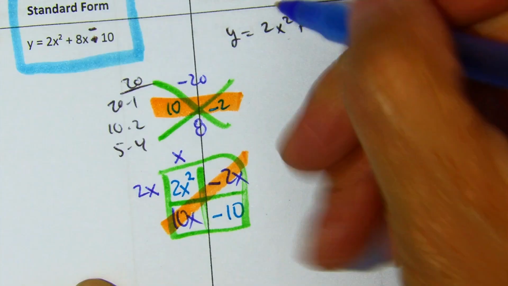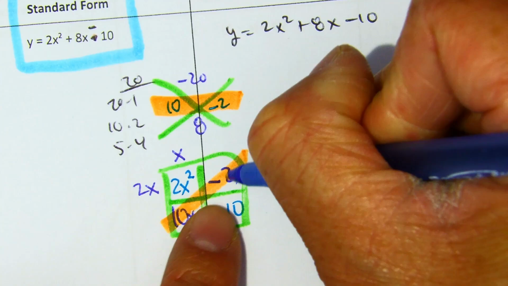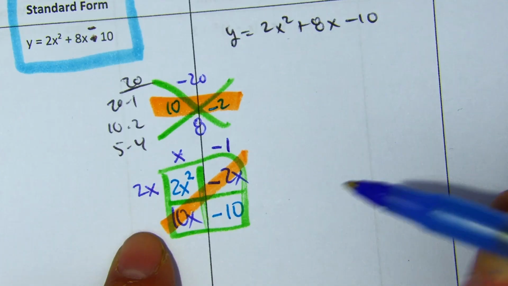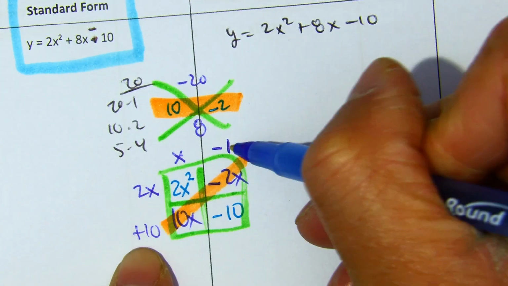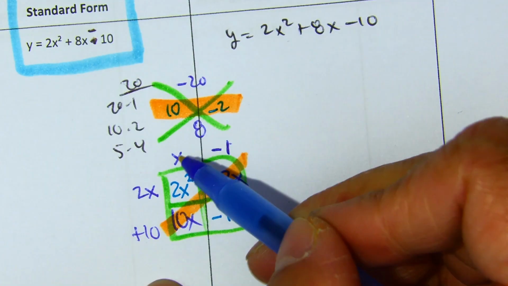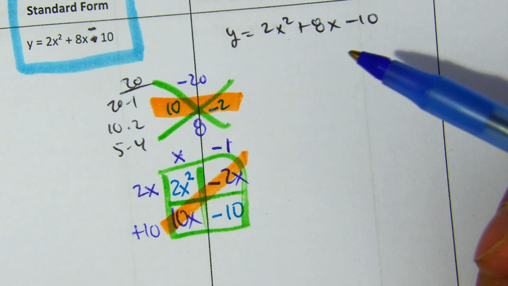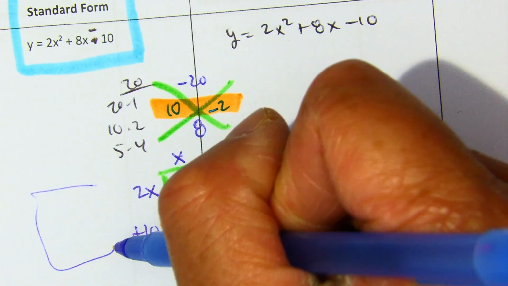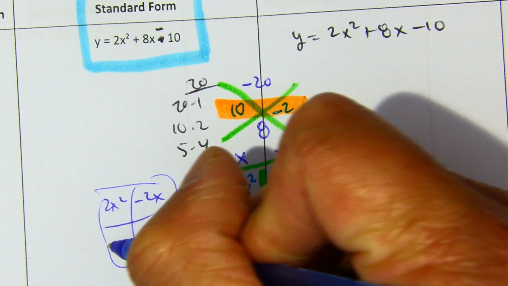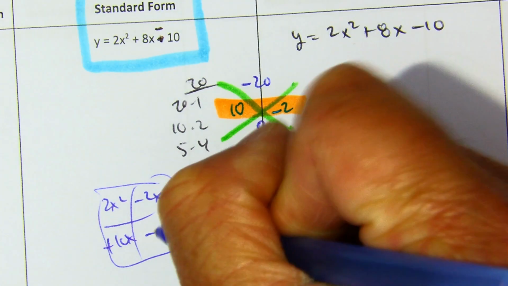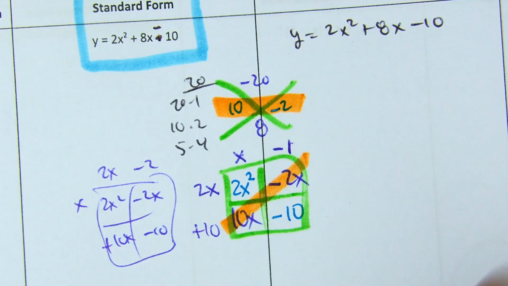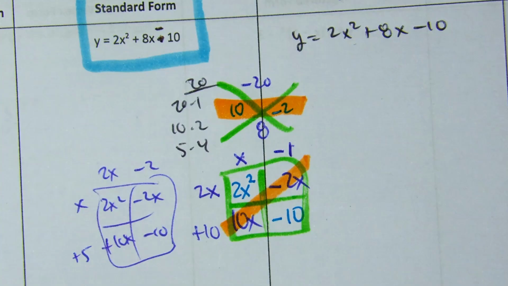Class, this would have to be what? Negative 1, x times 10, and then 10 times negative 1 is negative 10. Okay, what if we had done it the other way around? Would it work? Let's see. 2x squared minus 2x, 10x, negative 10. So let's say we put 2x there. Would it work? Oh, math is so awesome.